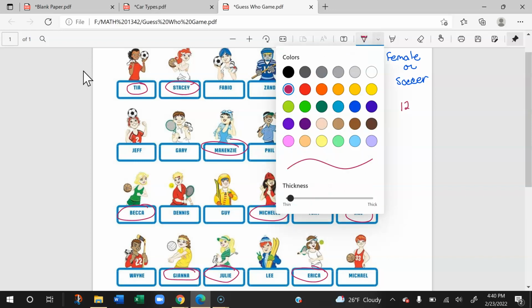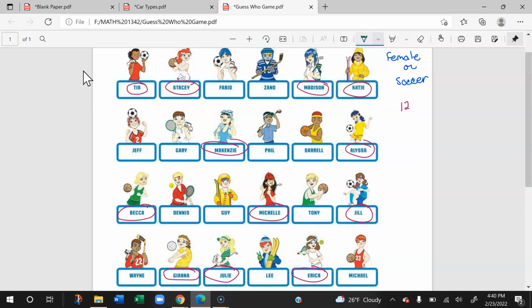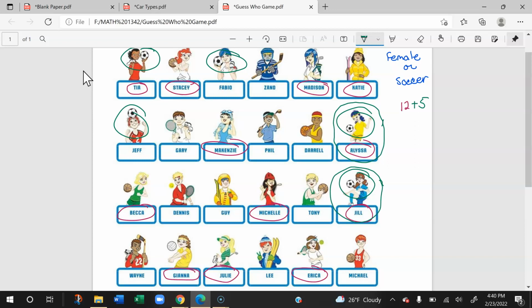Now I need to go through and include all of my soccer. Well, here's 1, 2, 3, 4, 5. Okay, so I have 5 soccer. But what do you notice? Alyssa, Jill, and Tia were counted both times. Well, I can't count them both times.